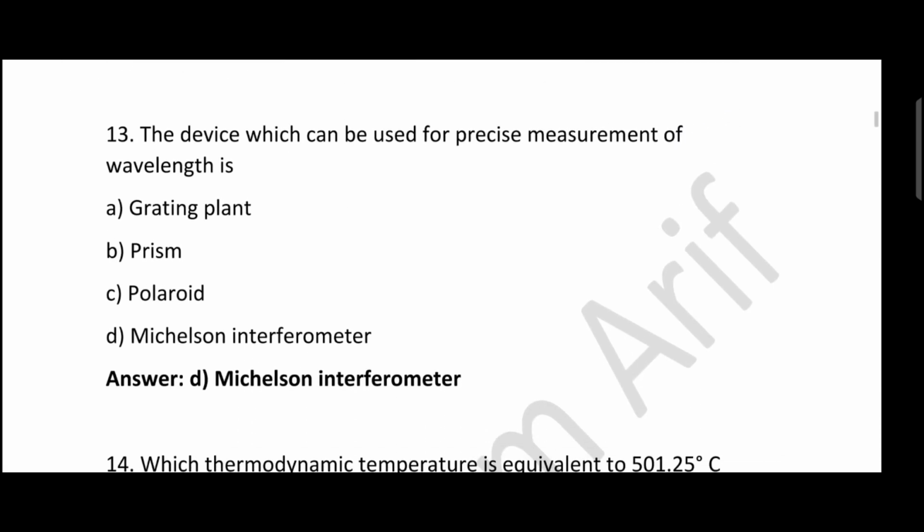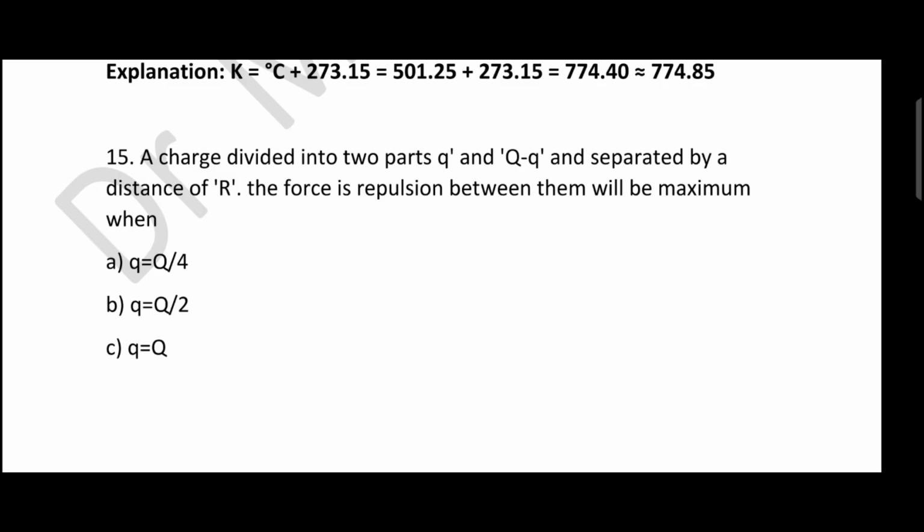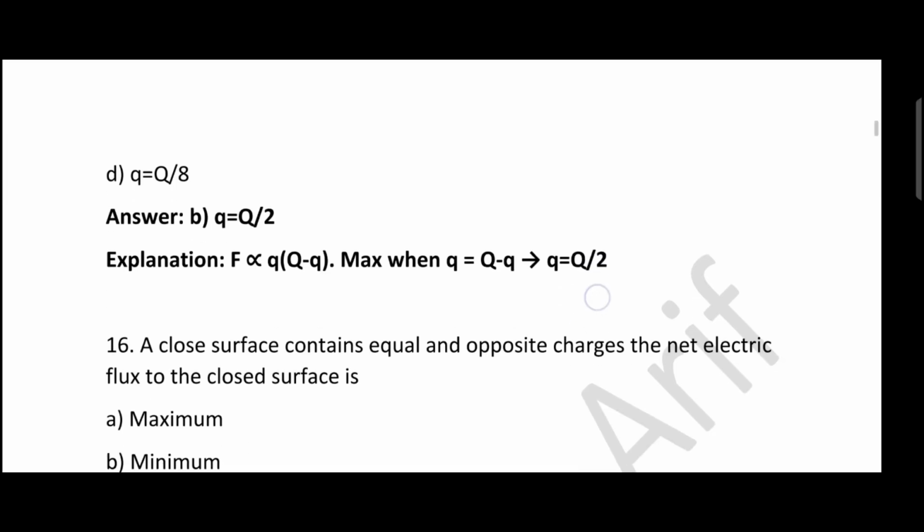The device which can be used for precise measurement of wavelength is. Correct answer is option D, that is Michelson interferometer. Which thermodynamic temperature is equivalent to 501.25 degrees C? Correct answer is option C. A charge divided into 2 parts q and Q minus q and separated by a distance far, the force of repulsion between them will be maximum when. Correct answer is option B, that is q is equals to Q by 2.